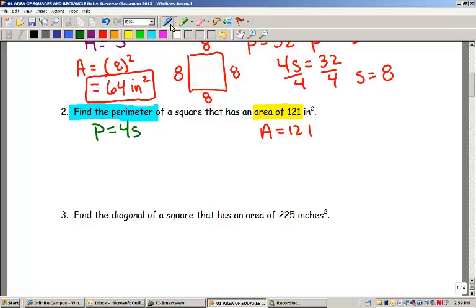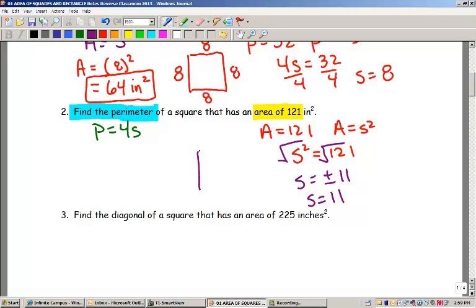So I'm going to set up my equation over here dealing with the area. Since the area is also known as S squared and it's 121, I can take S squared and set it equal to 121. Square rooting both sides, I get S to be positive and negative 11. But because we're dealing with the side length of a square, we only want the positive. So that means I have a square in which each side is 11.